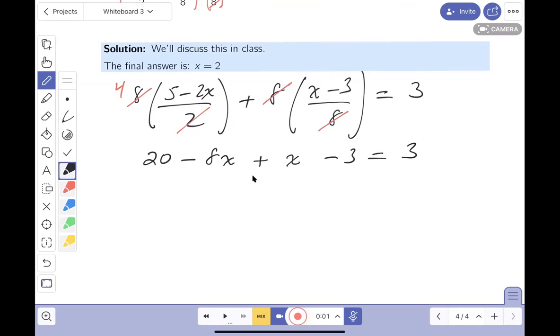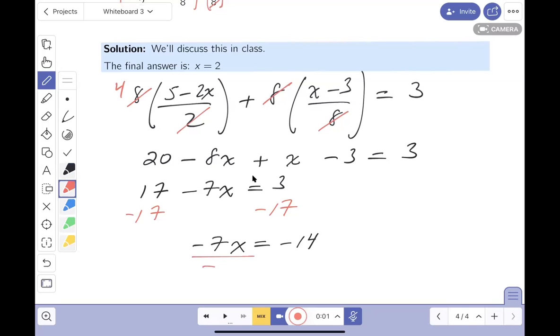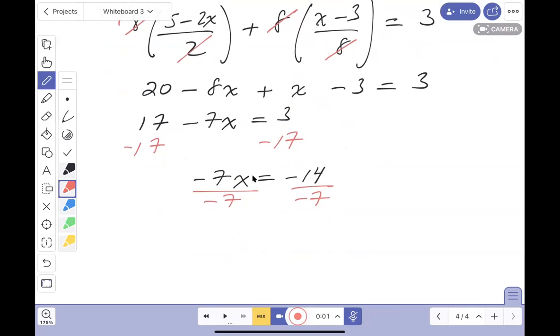I'm looking at it. 20 minus 3 is 17. Minus 8x plus x is minus 7x equals 3. What I recommend you do now, it might seem difficult to you, but I'm going to subtract 17 from both sides. What do you have here? Minus 7x. 3 minus 17 is minus 14. What I recommend you do now, divide both sides by the variable's numerical coefficient. And what do you get? X equals 2.